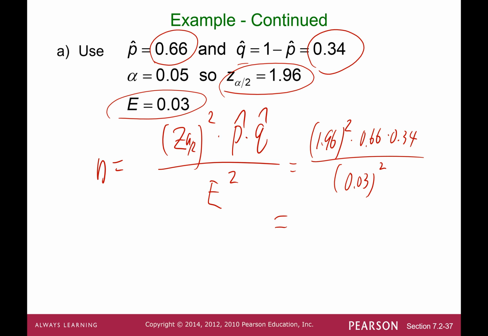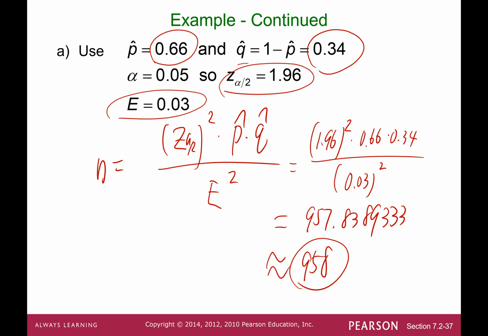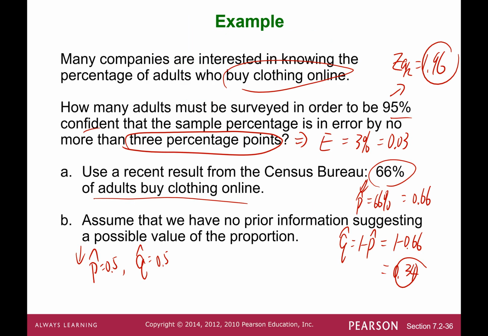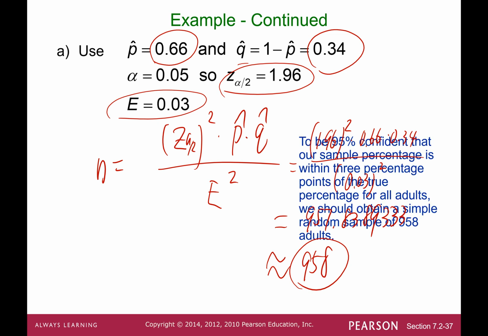And this is 957.8389. No matter what decimal you have, you always round up to the next whole number. Remember, the bigger the sample size, the better the result. So the sample size needed is 958 online shoppers being surveyed. To be 95% confident that our sample percentage is within 3 percentage points of the true population proportion p, we should obtain a simple random sample of 958 adults.